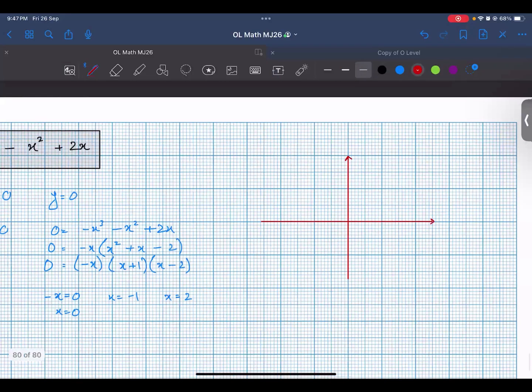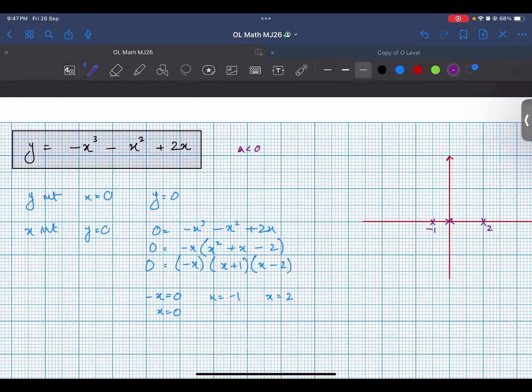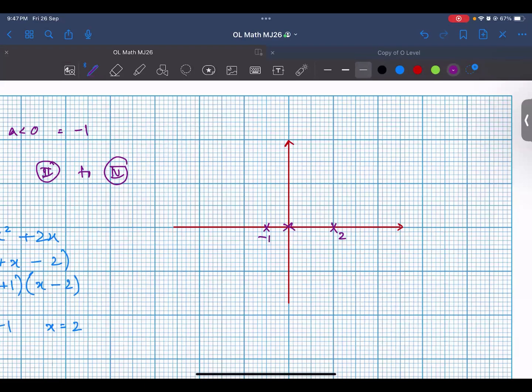Okay. So you have (0, 0), you have (2, 0), x-intercept is 2, and you have (minus 1, 0). And you have a which is negative. So this means now it will go from the third to the first. Sorry, second to the fourth. Remember, if your a is negative, then it would go from the second to the fourth.